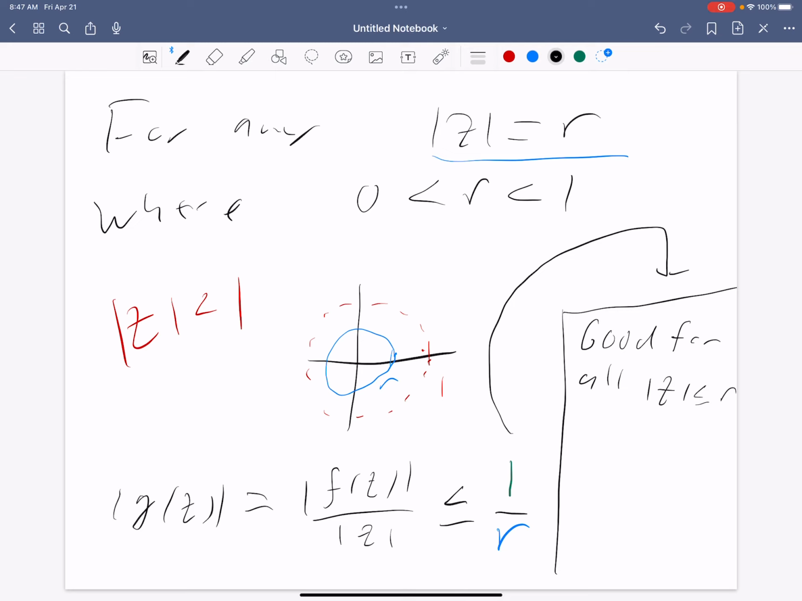And why is that? Well, if we look at this circle again, we know that on the boundary of the circle, my analytic function is always less than or equal to 1 over r. And by the maximal modulus principle, that means everywhere inside, it also must be less than or equal to 1 over r.